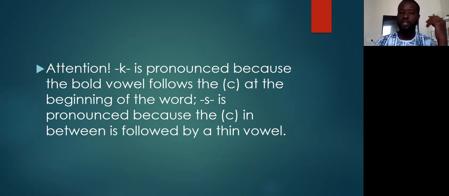For example, here you have the bold vowel, like cut. Here you have the sound K, the letter K. Why? Because it is followed by a bold vowel, which is A, or you can say U, okay? And here S is pronounced because the C is followed by a thin vowel. For example, you can say cease. Why? Because after C, you have just an E, and E is a very soft vowel, okay? So these are the things that we have here.